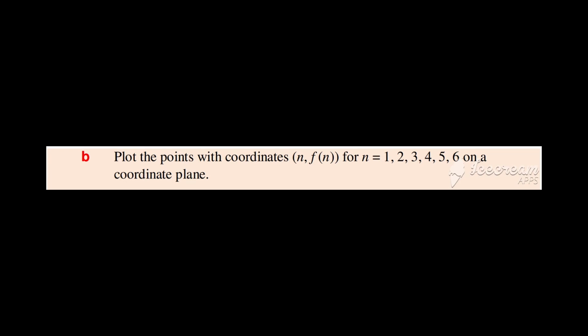Part b says: plot the point with coordinates n, f of n for n equal to 1, 2, 3, 4, 5 and 6 on a coordinate plane. That means when we take n equal to 1, we take f of 1 as the second entry. When we take n equal to 2, we take f of 2 as the second entry of the ordered pair, and when we take 3 in place of n, we take f of 3 as the second entry. Then we can put these ordered pairs on the coordinate plane.